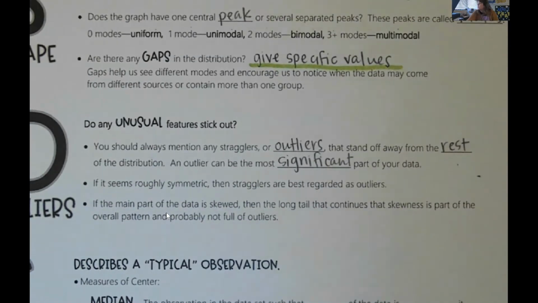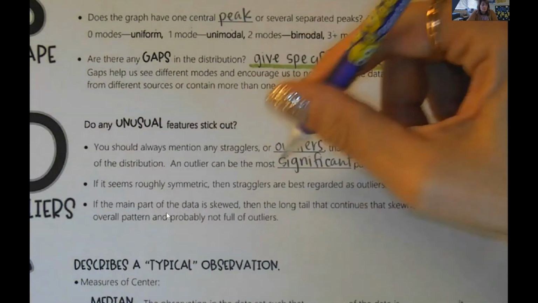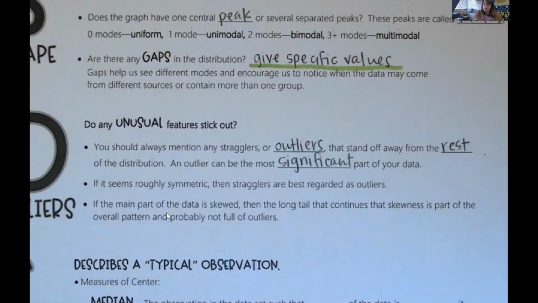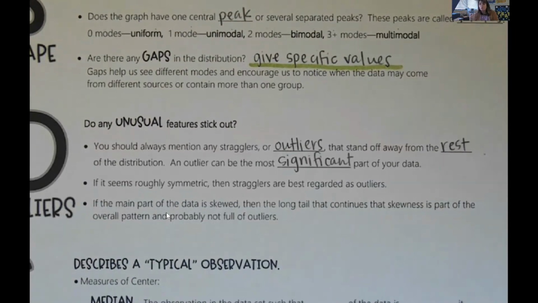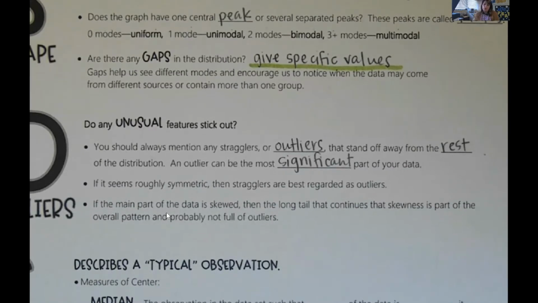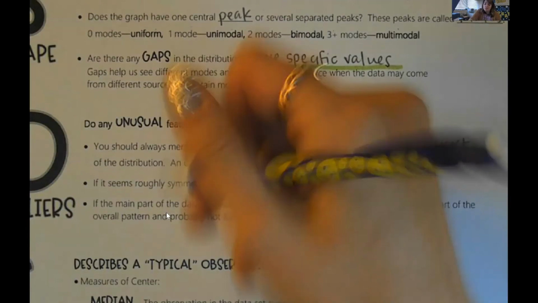If your distribution seems roughly symmetric, then stragglers are best regarded as outliers. But if your distribution is skewed, then the long tail that continues the skewness is part of the overall pattern of the data and probably not full of outliers. So that is a lot of information in these 2 bullet points.